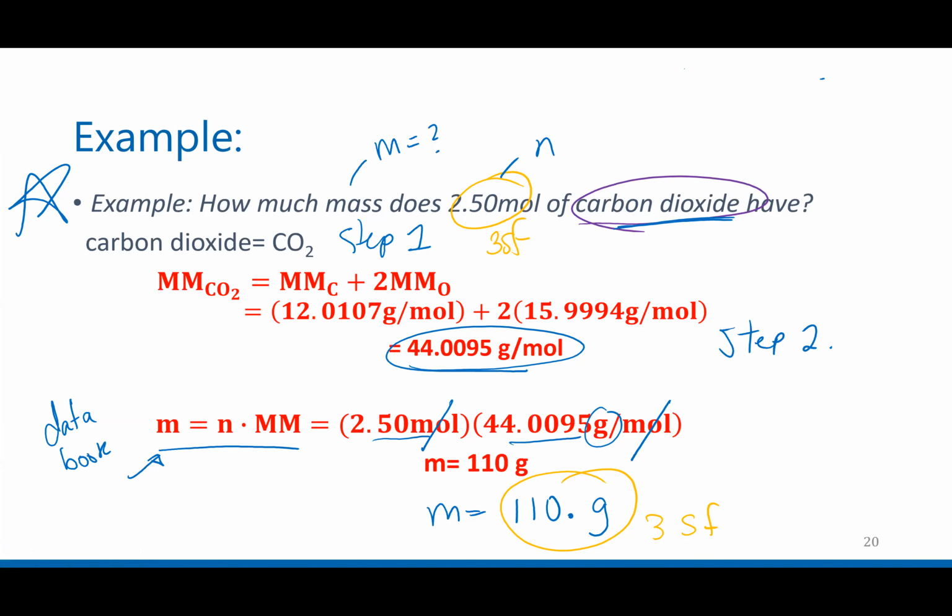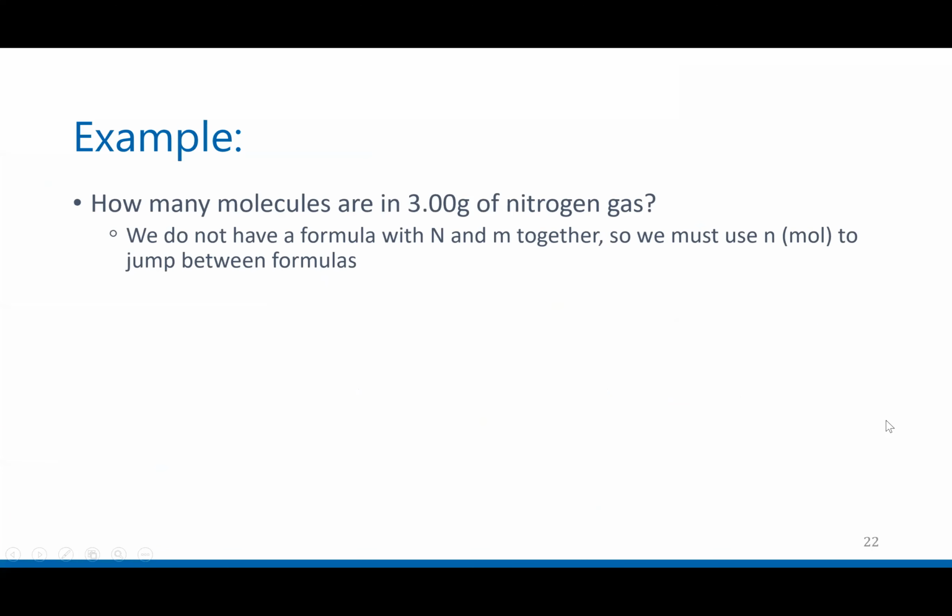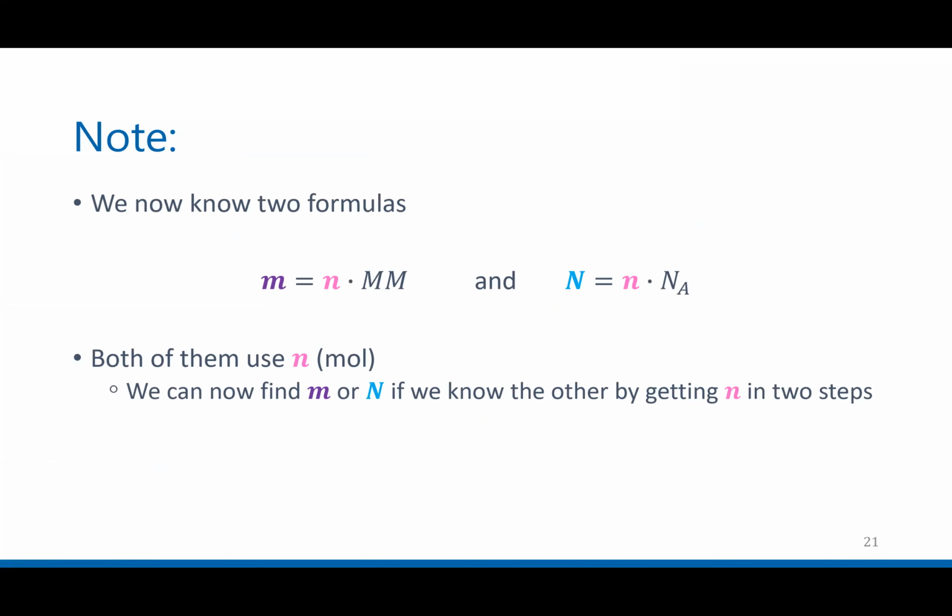So what do I mean? Well, let's look at this slide here. There we go. Oops, I went too far. We know so far 2 formulas. The mass of a compound is equal to moles times molar mass. So mass equals moles times molar mass. We also have this one: particles is equal to moles times Avogadro's number.